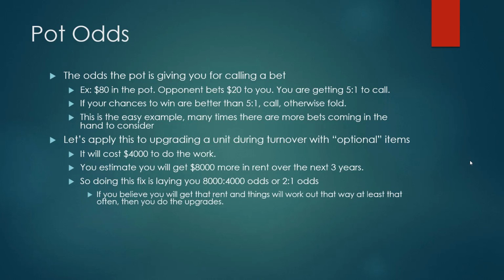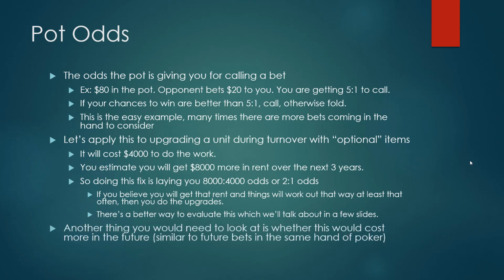So in order for me to answer that question, if I believe that I will get that rent and things will work out that way at least once out of every 3 times, then I should do that. Or 2 out of every 3 times, sorry. It technically is 1 to 2 if I wrote odds as if it was being laid to me. So there's a better way to evaluate this, which we'll talk about in a few slides. But pot odds is a huge concept in poker. It'd be crazy to leave it out.